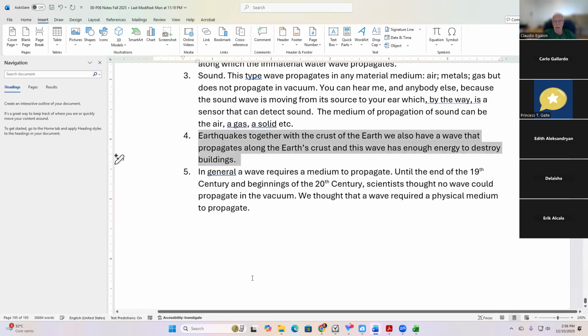But here you go, earthquakes. Earthquakes are a wave too. It is a wave that propagates along the crust of the Earth.